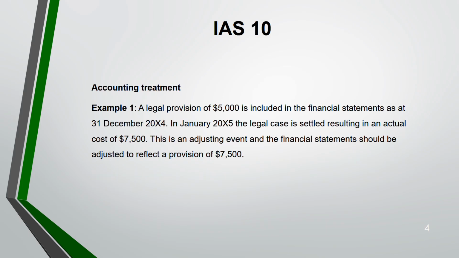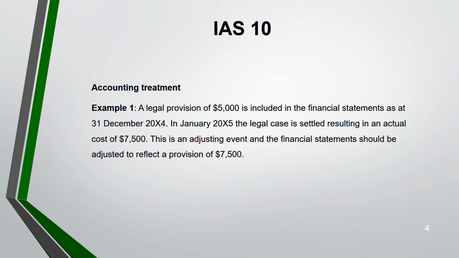Now, example 1. So let us see this example and see whether it's adjusting or non-adjusting. It's about a legal provision of 5,000 included in the financial statement in 31st December 2004. In Jan 2005, the legal case is settled, resulting in an actual cost of 7,500. It's more. This is an adjusting event.